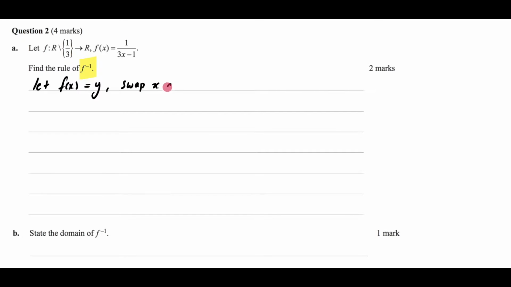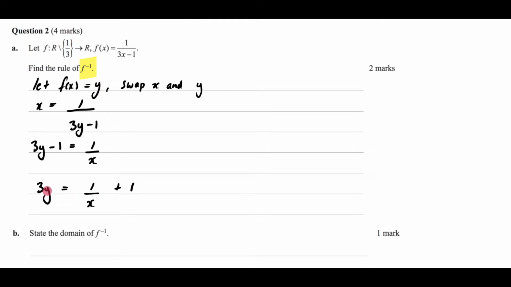So this is really just me telling the examiner what I'm doing, just so I'm not confusing them. All right, so that means I can now swap my x's and y's. So my x is going to be up here, and then I'm now going to have 3y minus 1, and now I'm simply going to rearrange it. So it's going to be 3y minus 1 is equal to 1 over x, and then I can say I have 3y is equal to 1 over x plus 1.